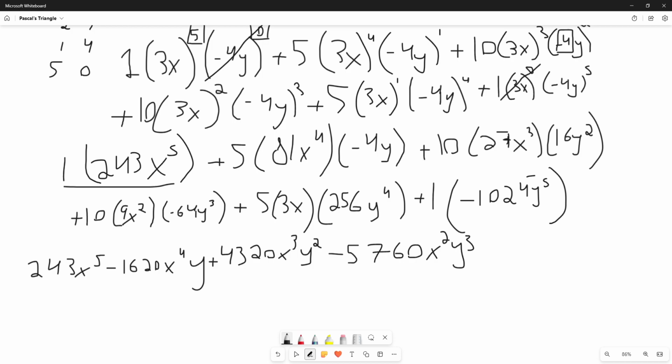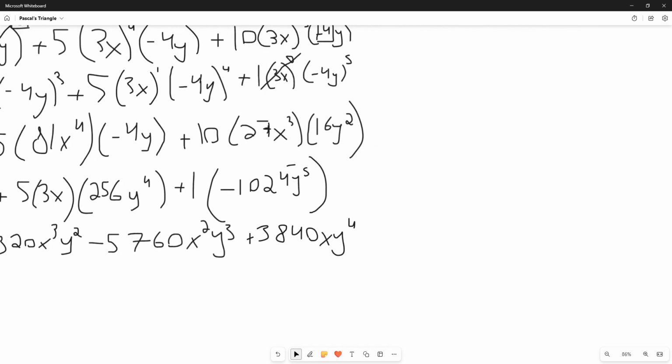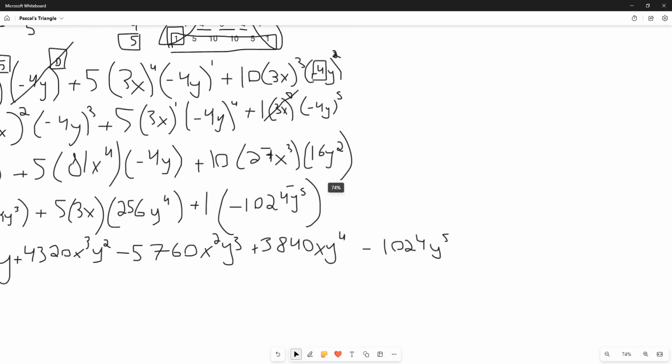Now for the next term, the second last term, we do 5 times 3 multiplied by 256, which is 3,840. So plus 3,840 x y to the 4th. And now our final term is just minus 1,024 y to the power of 5. So this is our final answer. This is what you would get.